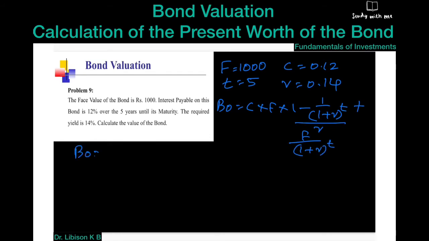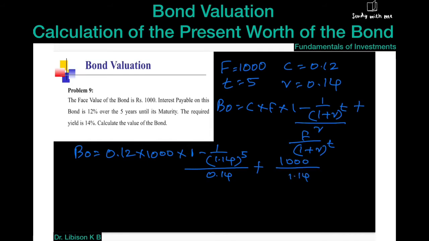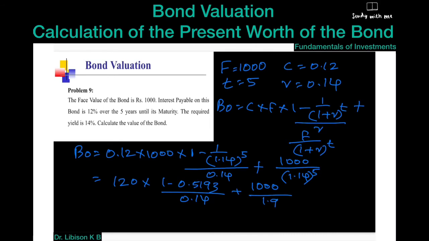So I have written the formula once again. So B0 is equal to 0.12 multiplied by 1000 multiplied by 1 minus 1 divided by 1.14 raised to 5, all divided by 0.14, plus 1000 divided by 1.14 raised to 5. So 120 multiplied by 1 minus 0.5193, all divided by 0.14, plus 1000 divided by 1.9254.